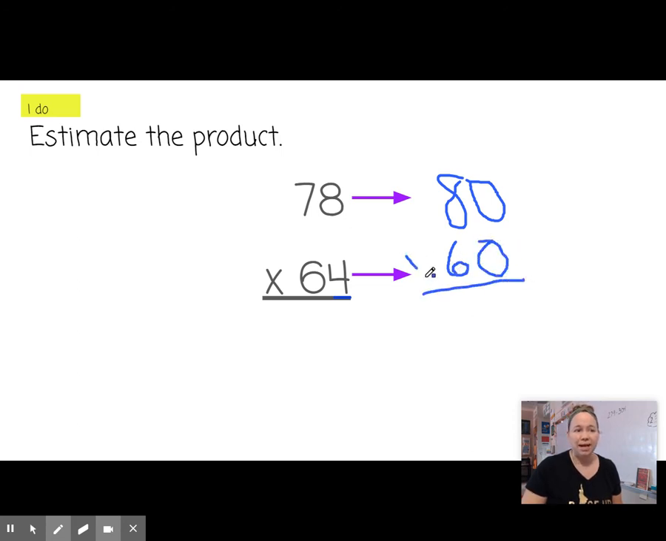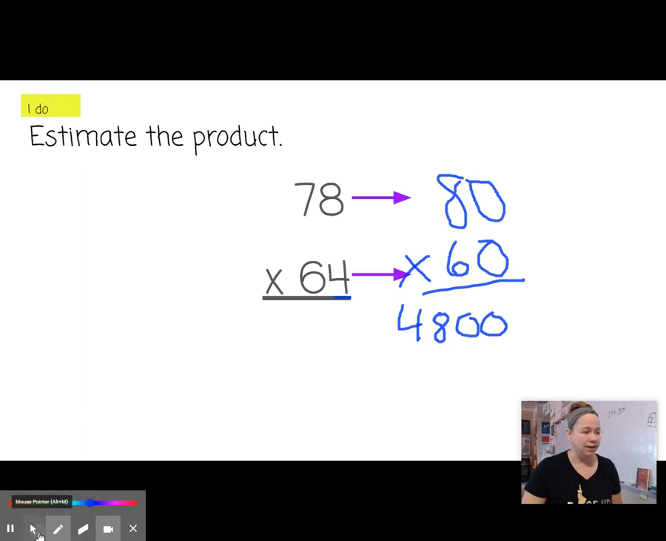Now we can multiply, and this is now a multiplication problem we can do mentally. So 8 times 6 is 48. And why do you think I'm writing it all the way over here? I need to leave room for those placeholders, and there are 2 zeros, so I'm writing 2 zeros in my answer. Okay? All right.